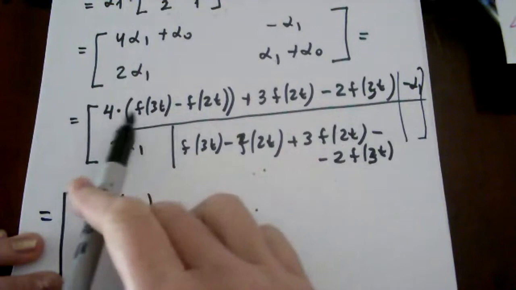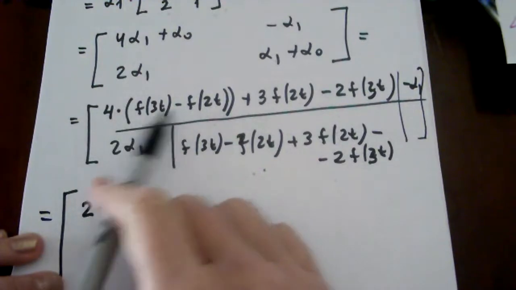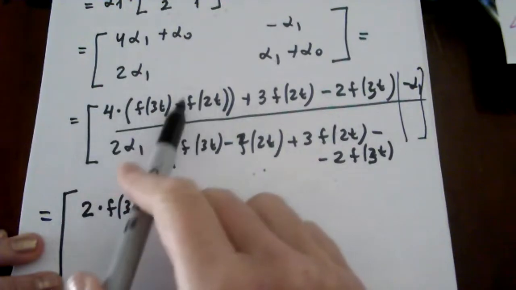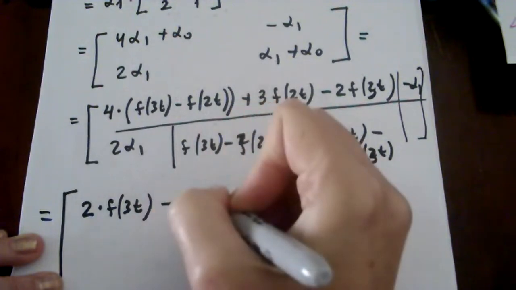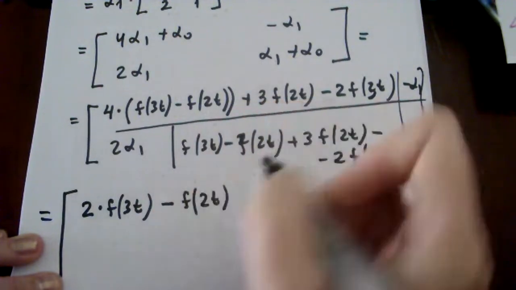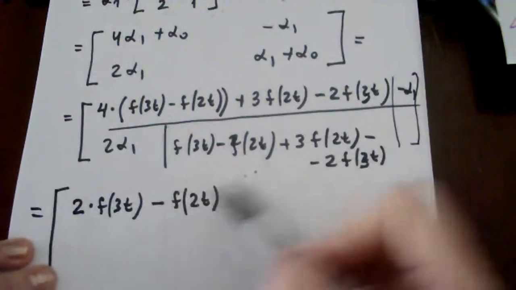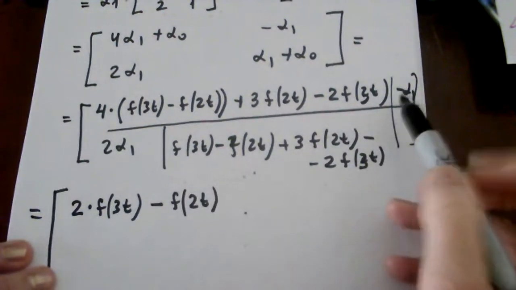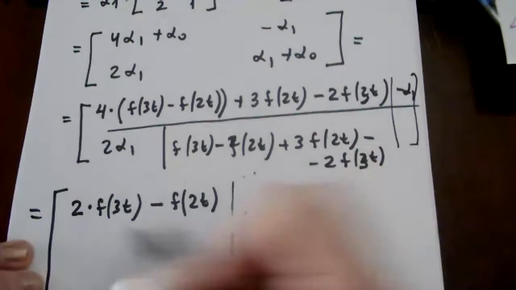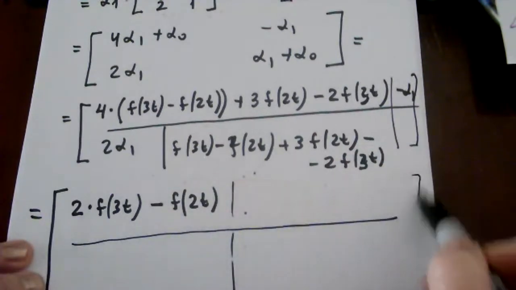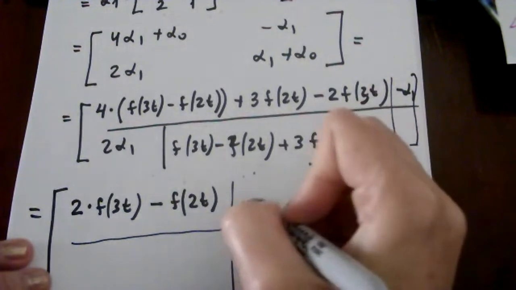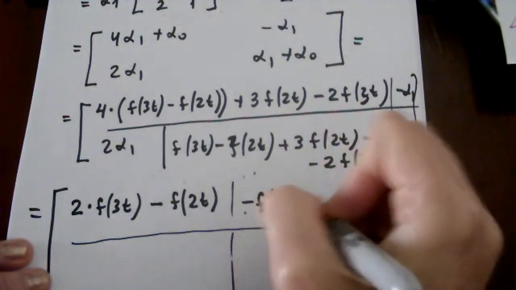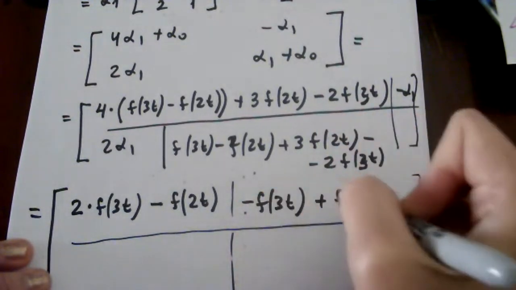And the similar thing should happen to the second term. Minus 4 f of 2t plus 3 will be just minus f of 2t. So this is the element in the top left corner. This guy was just minus alpha 1. It's very easy. You know, I put these bars just in case, not to make things so basic. So here we need to write minus alpha 1. It's very easy. Minus f of 3t plus f of 2t.